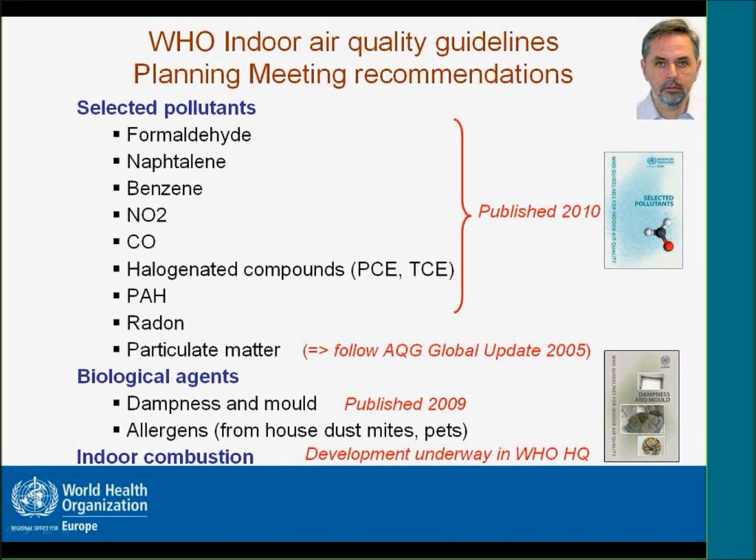The second group was addressing biological agents, and here the focus was on dampness and mold, addressing, as a matter of fact, the determinant of those biological agents in indoor spaces rather than individual microbes and biological species, thousands of which are present in indoor air. And the second group out of biological agents were allergens from dust, house mites, and pets in particular.